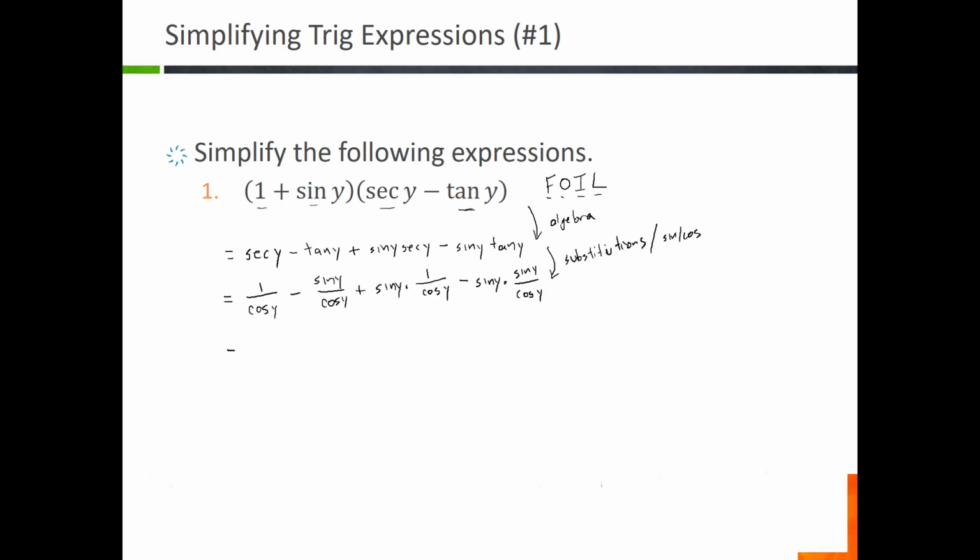So we have 1 over cosine y, which doesn't change, minus sine y over cosine y, which doesn't change, plus we have a sine over 1 times a 1 over cosine. Well, when you multiply fractions, you multiply the top and the bottom. So this becomes sine y over cosine y. Minus, we have another sine over 1 times the sine over cosine. And sine times sine is going to be sine squared y. So we have sine squared y over just a single cosine. All right, so we just did a little bit of algebra.